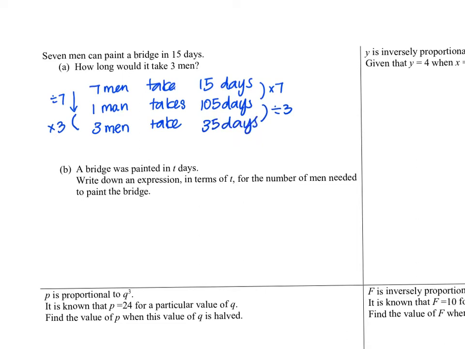Next question, a bridge was painted in T days. Write down an expression in terms of T for the number of men needed. Okay, so now I'm going to have 7 men. It takes 15 days. Now they give me the number of days to be T. So what I'm going to do, I'm going to find 1 day. Although technically it's not possible to build a bridge in 1 day. But if I'm going to take 1 day, my number of days decreases. That means my number of men will increase. So that would be 7 times 15 to give you 105 men.